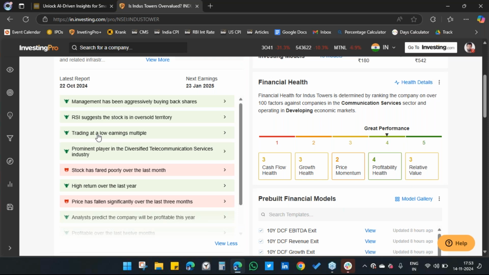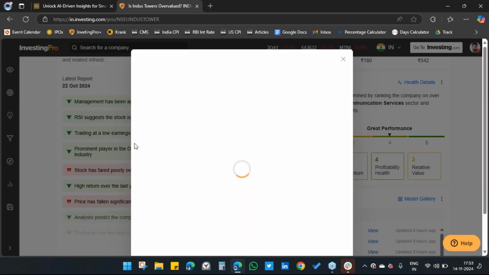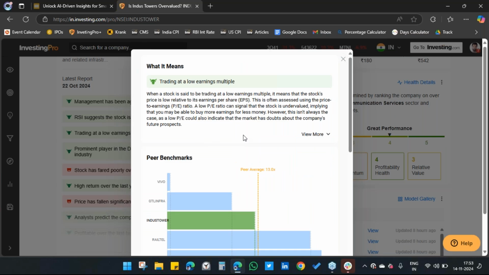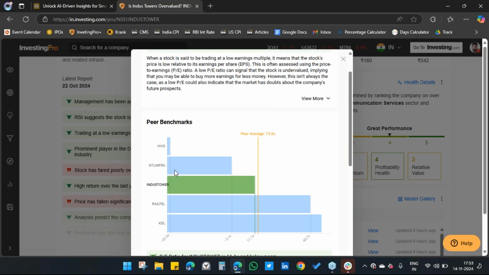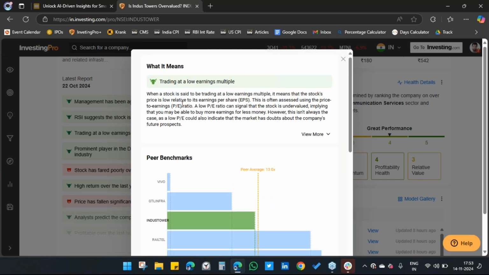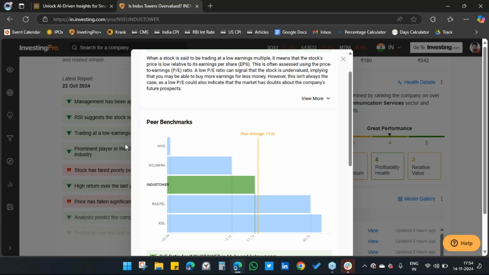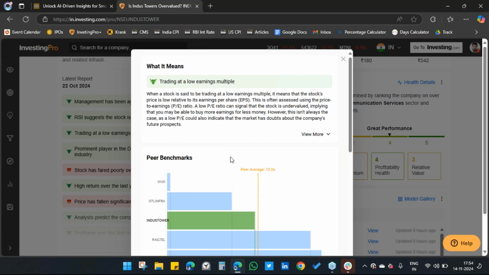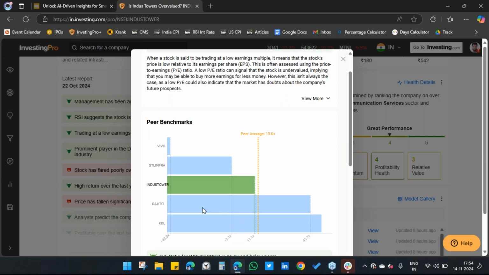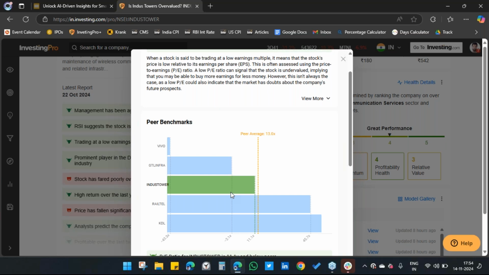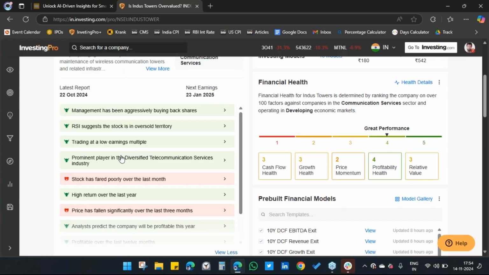In fact, if you click on, let's say, trading at low earnings multiple, you will get further insights into the peer benchmark. Because let's say it's taking the P/E ratio, earnings multiple. So if you look at this, what was the name? Indus Tower. It is comparing it with peers, and the average PE ratio is 13. And if you see Indus Tower, it's below 13. That means it's trading below its peer benchmark. That's again a good sign. So you can even click on this bite-sized information to get further detailed analysis.